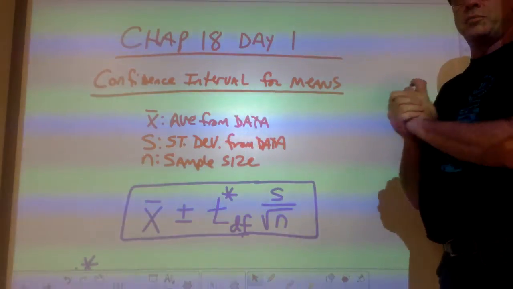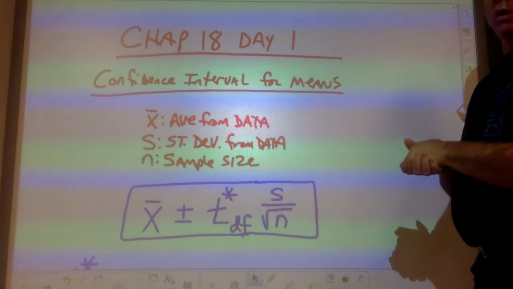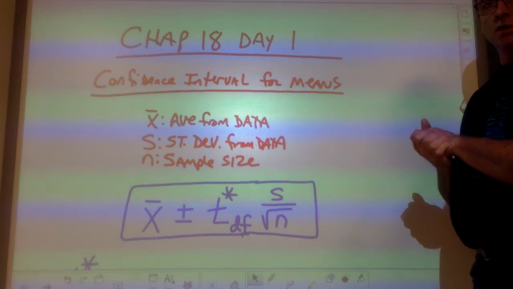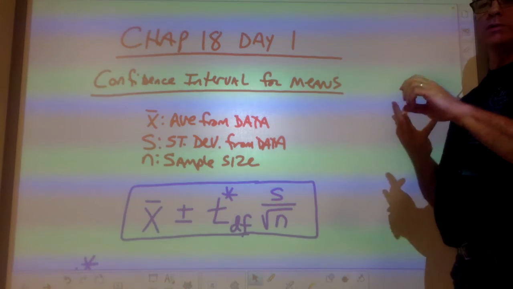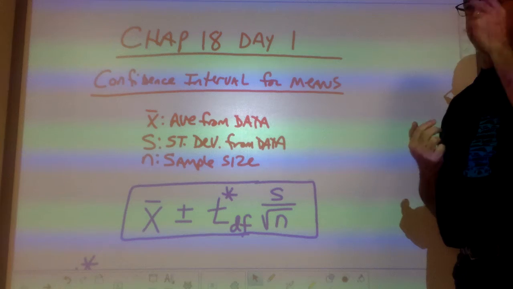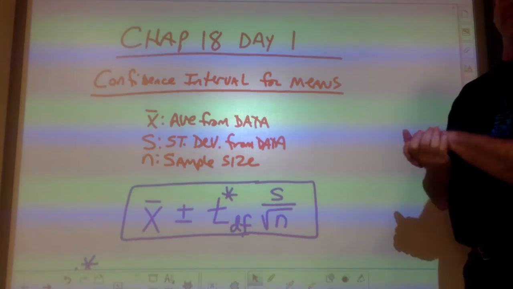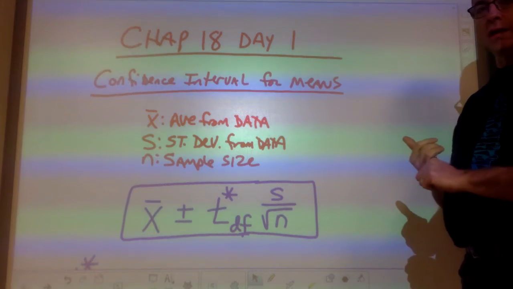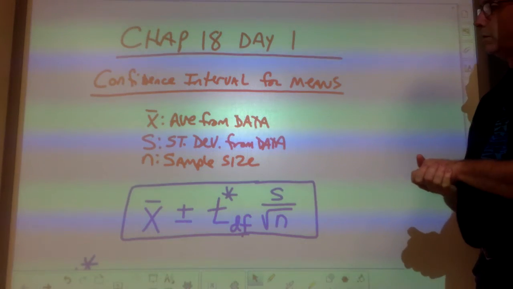Okay, chapter 18, day 1. We're going to look at means now. We've looked at proportions. We did confidence intervals for proportions. We did hypothesis testing for proportions. Now we're going to look at confidence intervals for means or averages. So we're working with numerical data that we can calculate an average of.